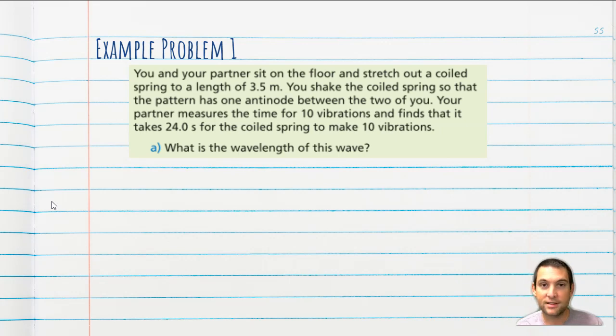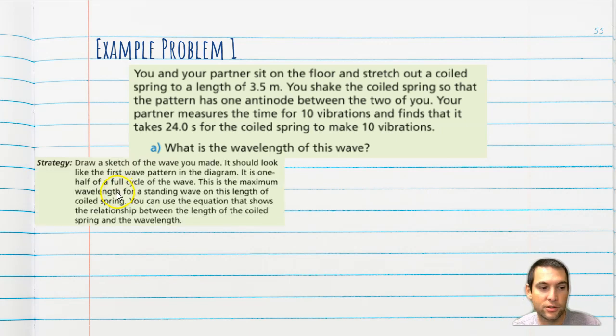You shake it, and it's got one antinode between the two of you. Your partner measures the time for 10 vibrations, which is 24 seconds. What is the wavelength of the string? For this, we're going to use the strategy of drawing a sketch of the wave that you made. You should always draw a sketch of the wave that you make. It's just going to help you visualize what's happening a lot easier.